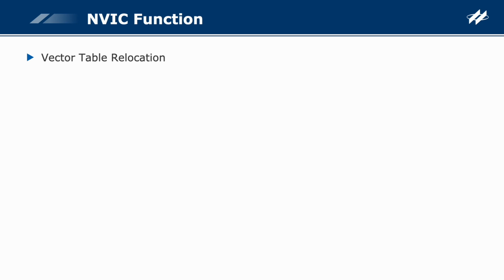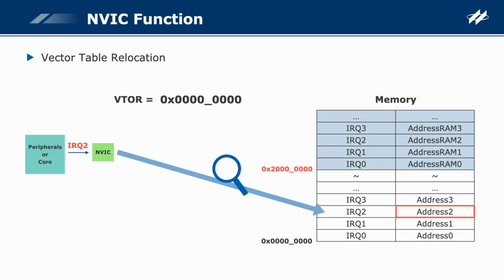As previously mentioned, the interrupt vector table stores the starting addresses of ISRs corresponding to each IRQ. By default, the interrupt vector table is located at the starting address of the flash memory, which is usually address 0. For example, when IRQ2 is triggered, the system will query the interrupt vector table to find the starting address ISR2 corresponding to IRQ2 and jump to that address to execute the ISR.